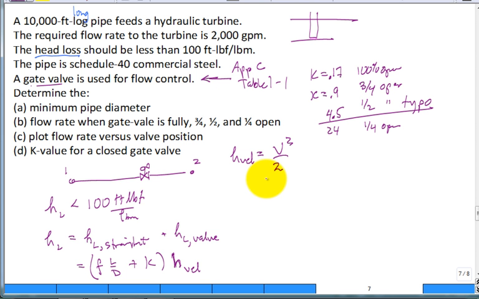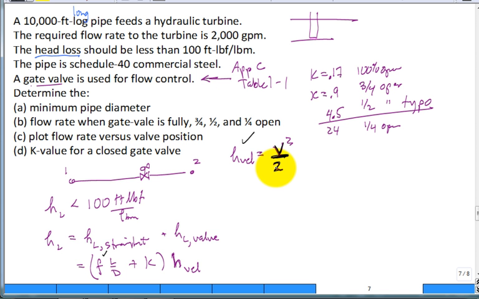Okay. But the problem is, to calculate the velocity, in order to get the velocity head, and to get the friction factor, I need the Reynolds number. I need to know the speed of the flow in the pipe. But it's one of these chicken and egg things, right? So guess what engineers have to do? Iterate. Computers make it a little easier.